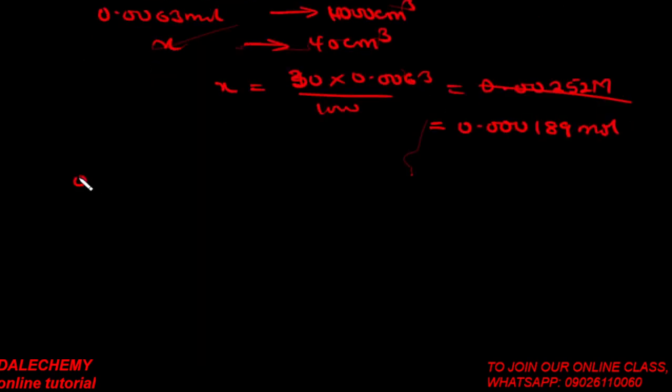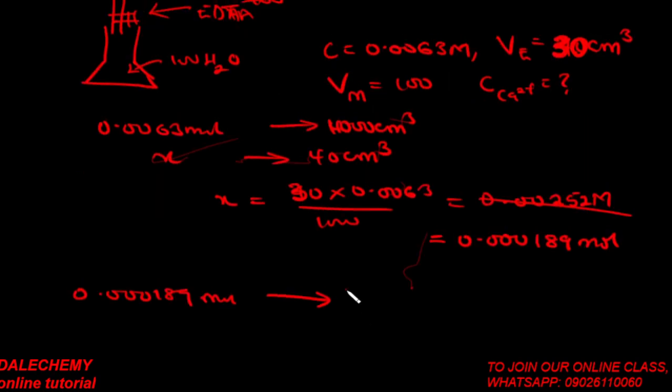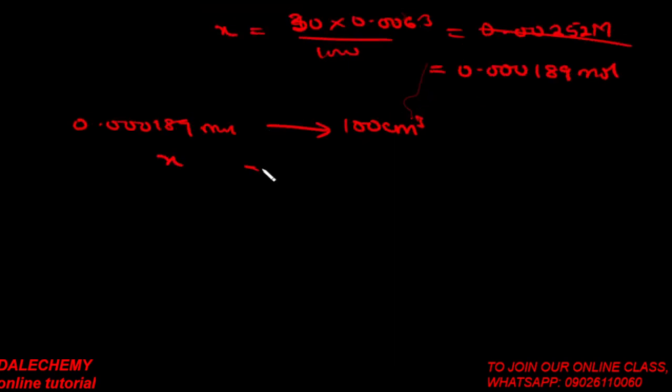So that means that 0.00189 mole of calcium will be present in that volume of water you add, which is 100 cm cube. Then how much will be present in 1000 cm cube now? So that will be in 1000 cm cube, how much? So that's going to be in molarity. Okay, so that's going to be 1000.